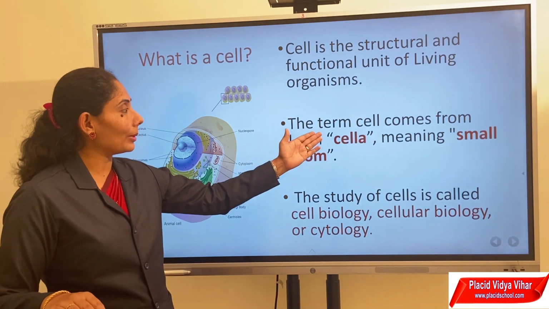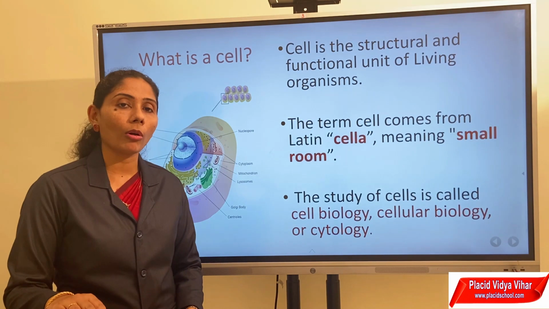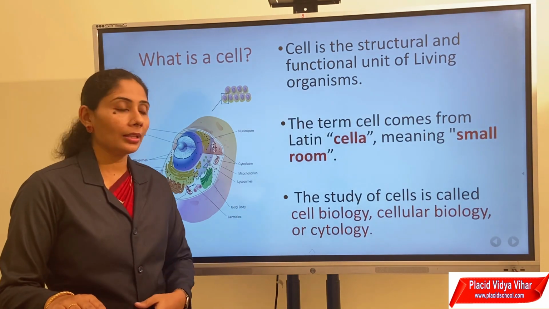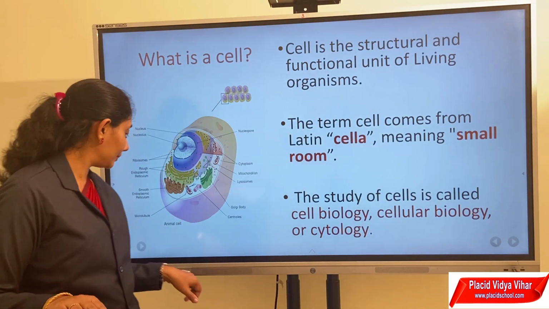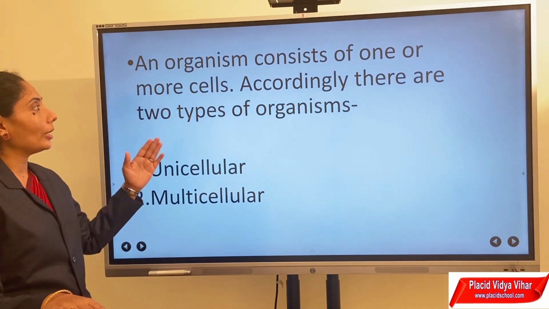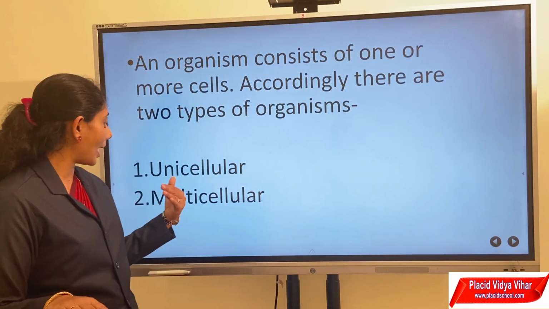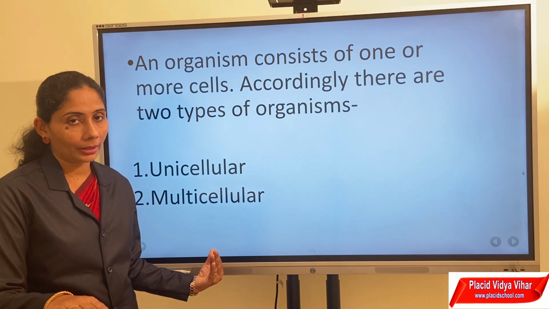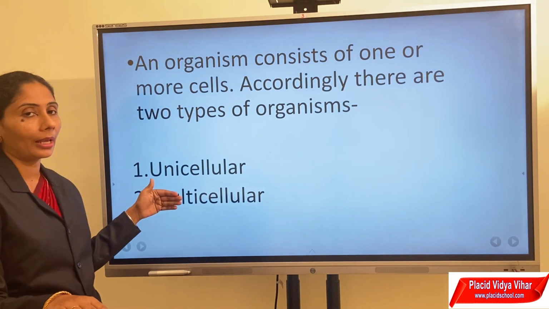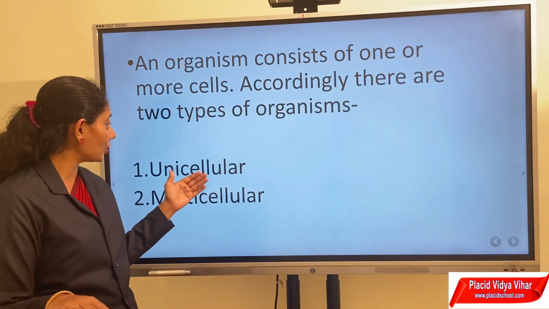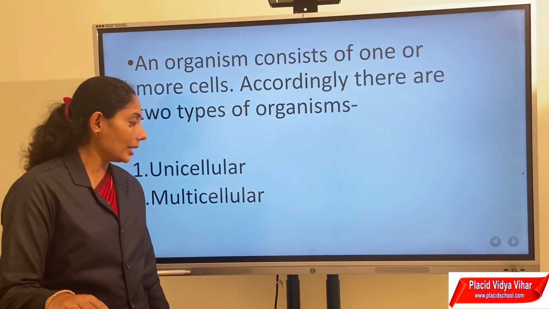Now, I know that you may be knowing this, the term cell was derived from a Latin term cella, which means small room. And the study of cells is called cell biology, cellular biology, or cytology. An organism consists of one or more cells, and accordingly they are classified as unicellular or multicellular. So if their body comprises only one cell, they are referred to as unicellular, and if they are made up of many cells, we refer to them as multicellular.